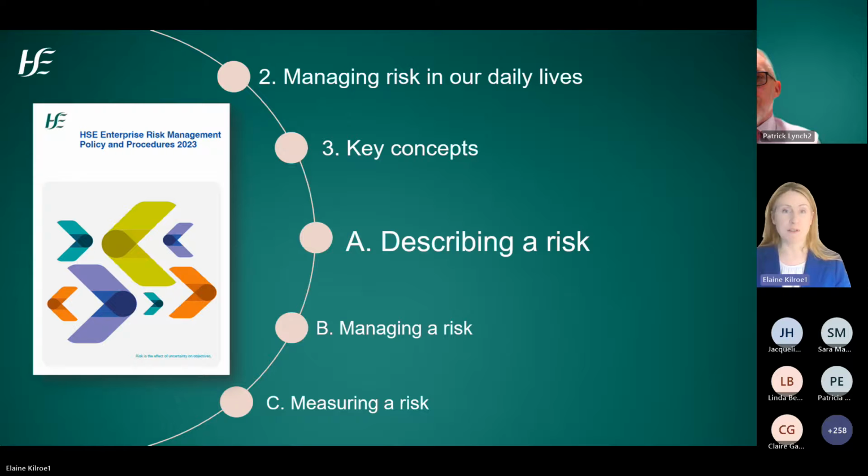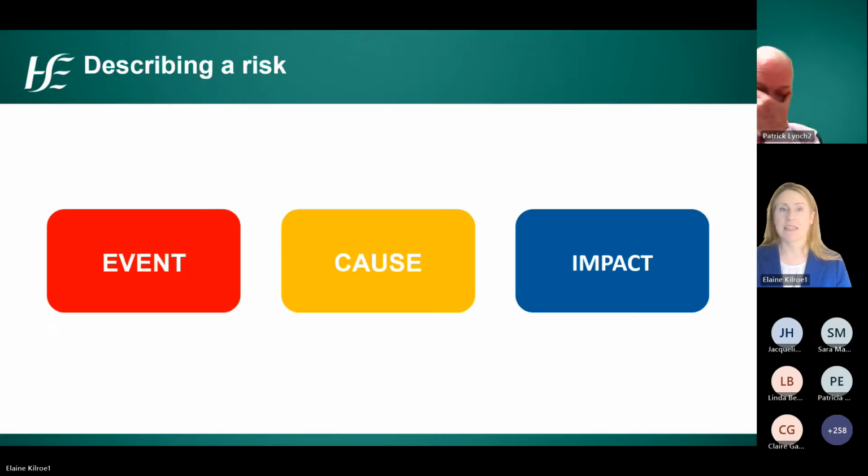So let's begin with the first concept, which is describing a risk. In describing a risk, there are three essential components. The risk event itself, that is, if the threat materialised, how would you recognise it? What would it look like? How would we experience it? The next, the potential cause or root cause, which starts the event. And finally, the impact or consequence of the event, if it was to occur.